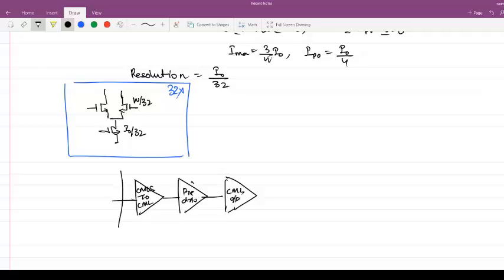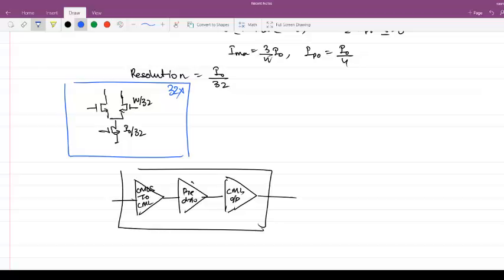This is one CML output driver cell. The thing is, at what level of segmentation do you want? If I make everything uniformly segmented, the CMOS to CML output driver, the pre-driver and everything, that is much more segmentation, and that will cause you to spend more power because you now have more parasitics in the path.